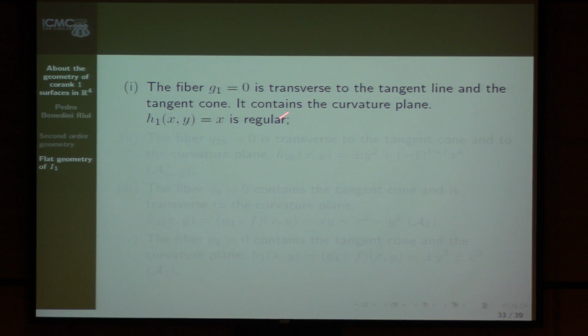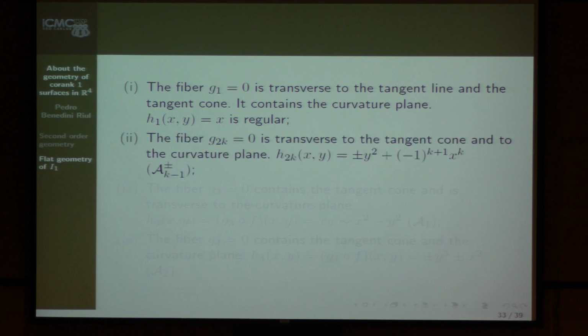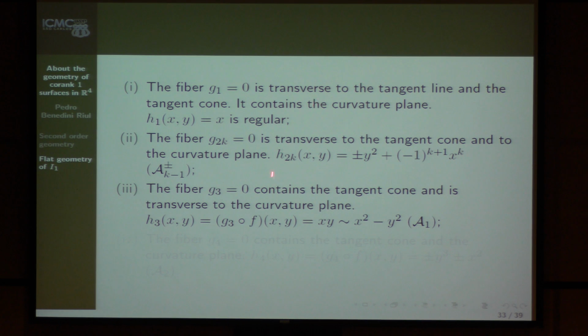The first fiber is transverse to both the tangent line and the tangent cone, and it contains the curvature plane. And in this case, the height function is regular. The second fiber is transverse to the tangent cone and to the curvature plane, and the height function has singularity of type A_{k-1}. The third fiber contains the tangent cone and it's transverse to the curvature plane, and in this case, the height function has singularity of type A1, a.k.a. Morse.